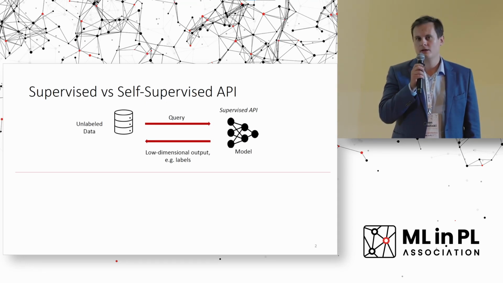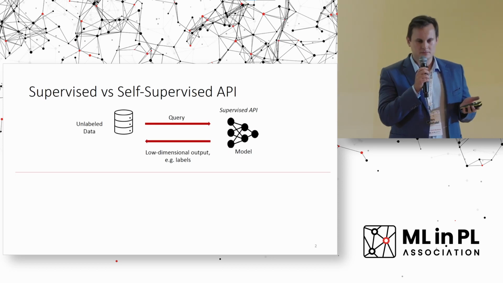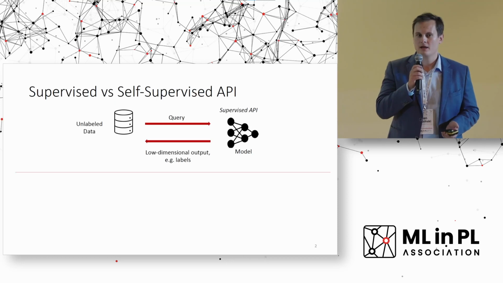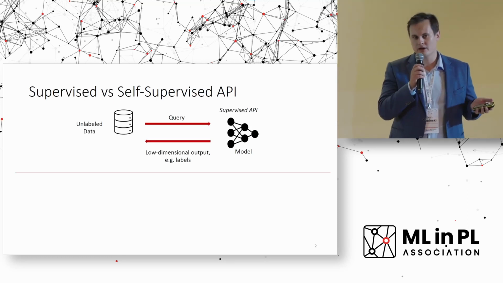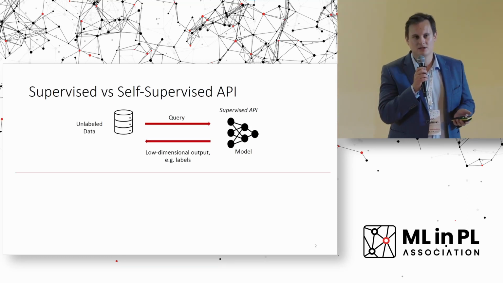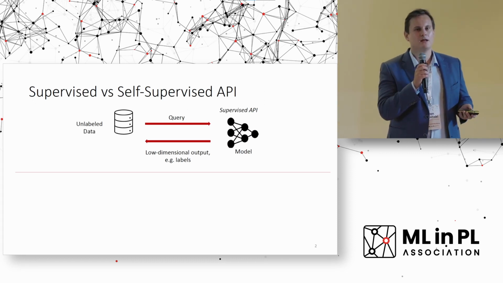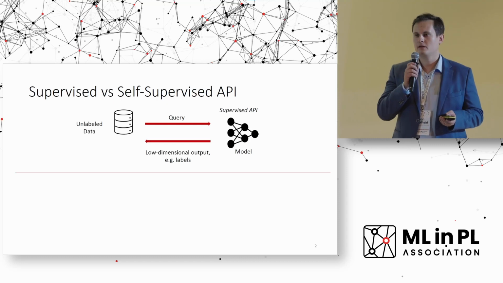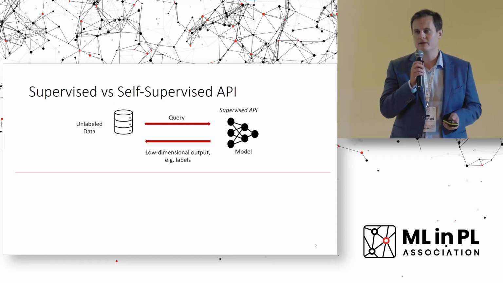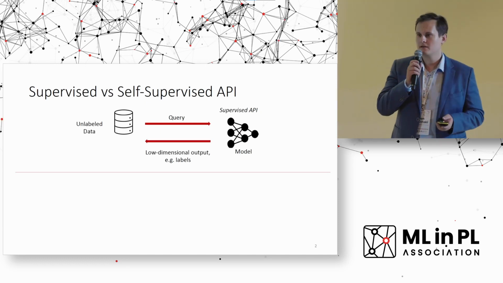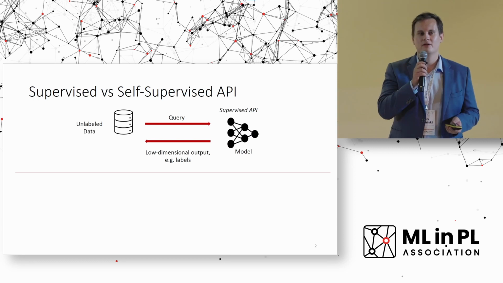And for the case of a supervised model, this works in the following way. A user sends a query, for example, an image they want to classify, to the server. Then the model returns an output, for example, a class label in this case. And this class label is returned to the user.